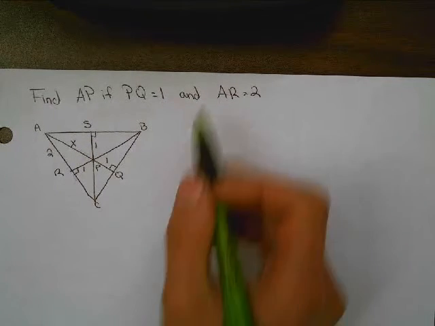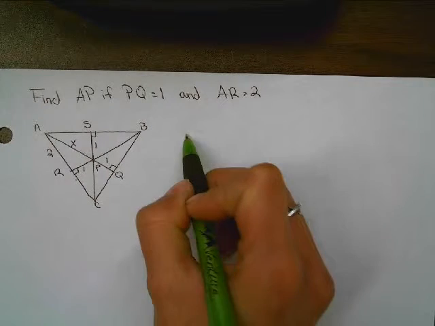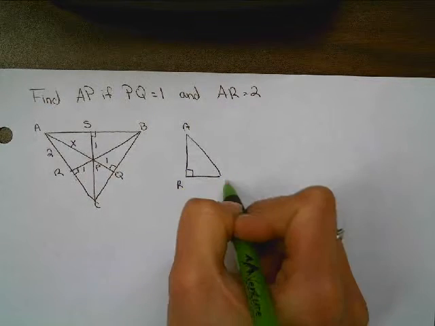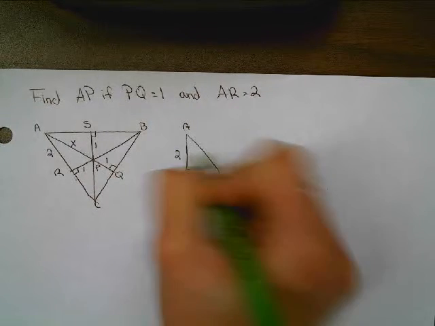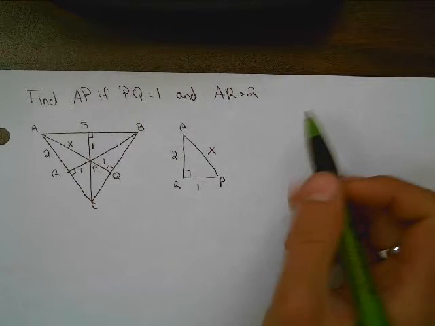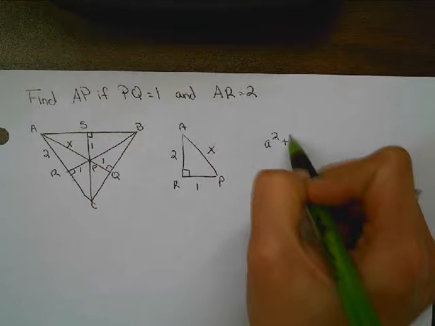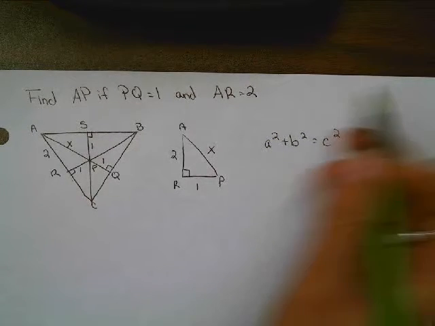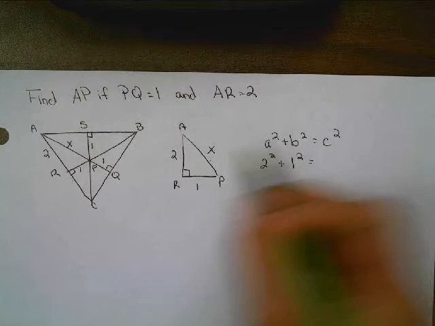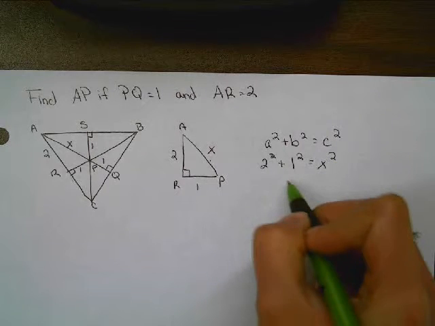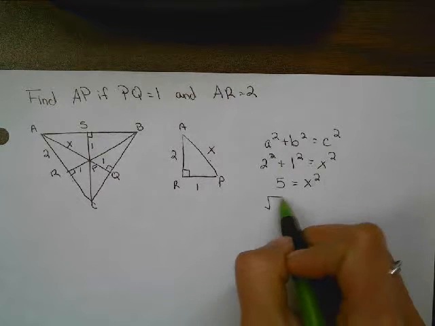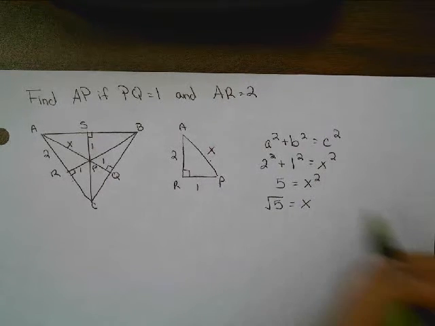So I'm going to blow up this triangle. Now label it. This is A, R, P. That's 1, 2, and that's X. Now I can use the Pythagorean theorem. A squared plus B squared is C squared. A is the leg, B is the other leg, and C is always your hypotenuse, which is X in this case. This turns out to be 5. Now to take the square root of that, we're just going to leave it in simplified radical form. So radical 5 equals X.